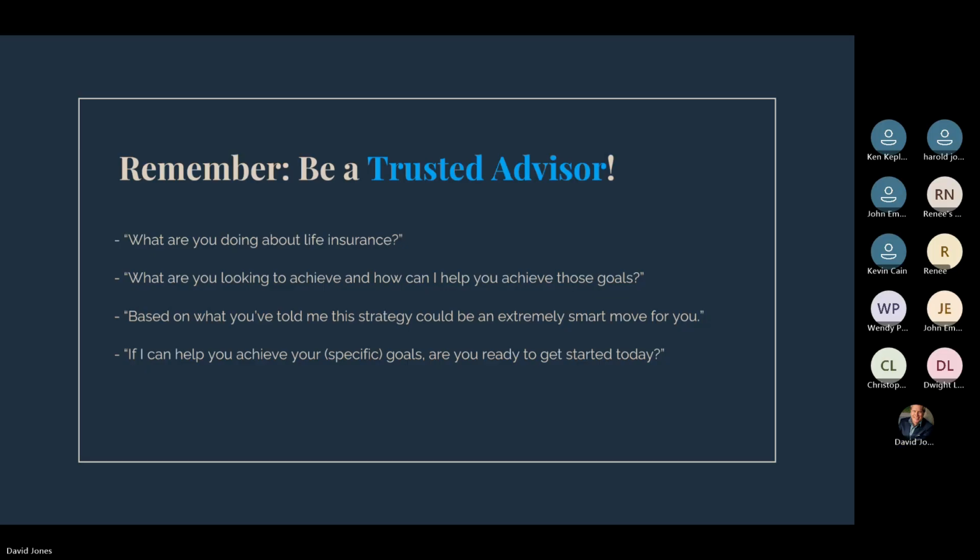Now, typically that's the strategy we're talking about. If it's some other strategy, that's the strategy you show them, you present them, you provide them, whatever's appropriate given their particular circumstances. But oftentimes it's this max funded IUL. And then you ask this. This is known as a soft close, maybe the closing question.